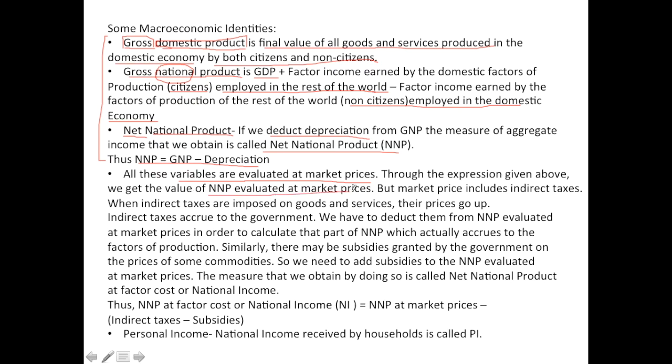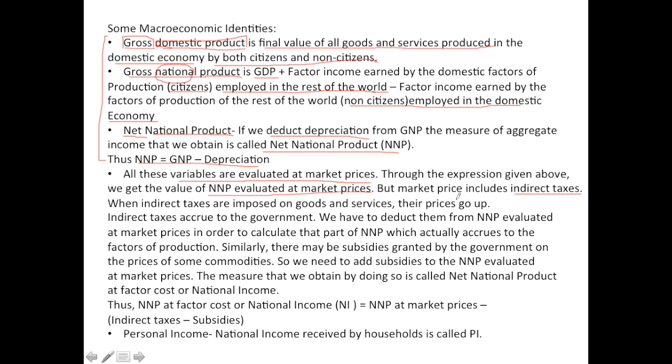So here the NNP is calculated at market prices, but we want to come to factor cost. How do we do that? There are two things involved. First is indirect taxes and second is subsidies. Now in market price, when you go and buy something from the market, you pay tax in terms of indirect taxes. For example, sales tax or service tax if you buy a service. So when you pay sales tax or service tax, the price of the product increases. So in market price, indirect tax is already included.